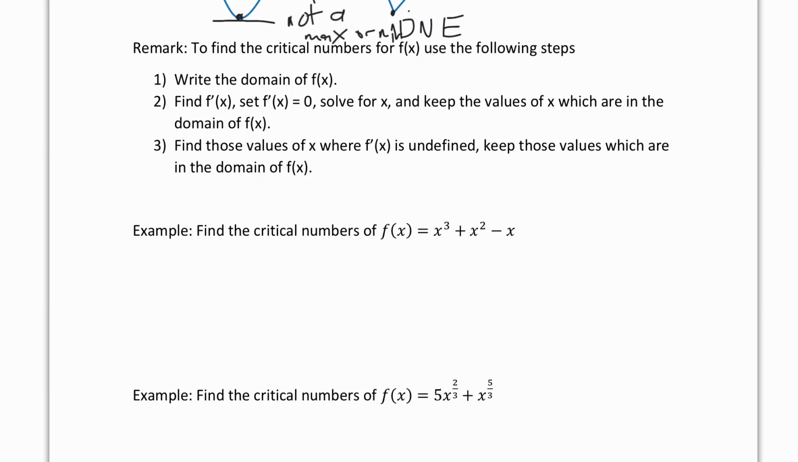Step 2, we're going to find f prime x, set f prime x equal to 0, solve for x, and keep the values which are part of the domain of f. Step 3, we're going to find those values of f where f prime is undefined. We're going to keep those values which are in the domain of f. So it's basically find the domain, set the derivative equal to 0, and then look where the derivative is undefined.